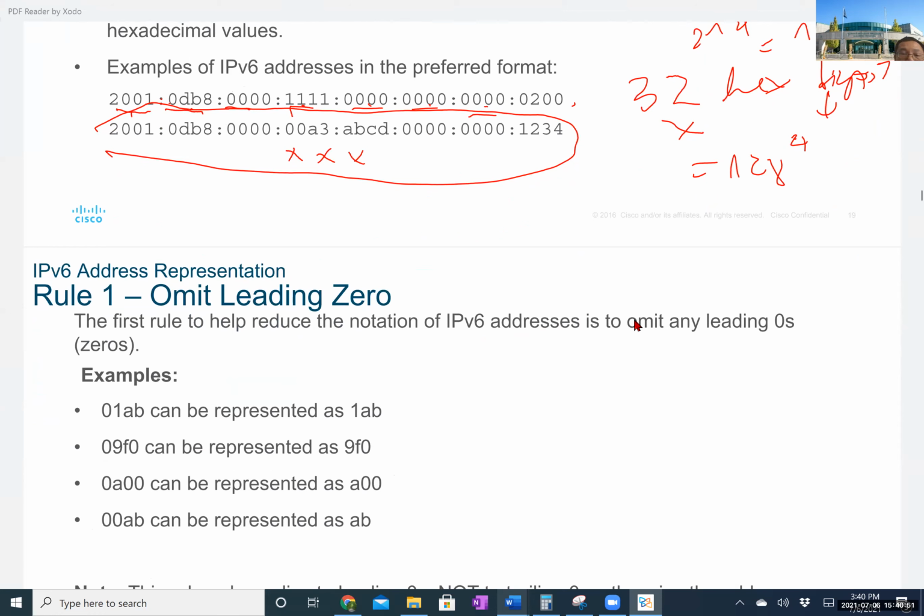So think about this one. You can omit it here, you can omit it here, you can omit it here, and you can omit it here. Remember, only leading 0s. This one you cannot, because it's not leading. This one you cannot. The first rule is that you are able to omit leading 0s.